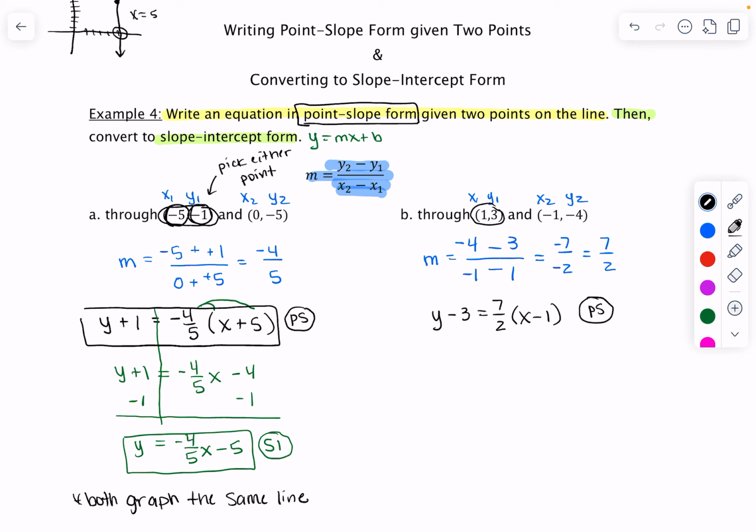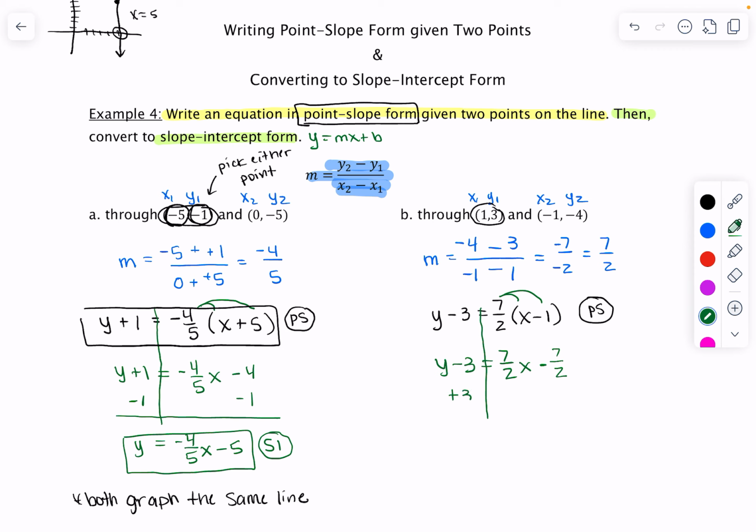Now I need to convert to slope-intercept form. So I'm going to go ahead and distribute that 7/2. Bring down that y minus 3. 7 over 2 times x is 7 over 2x. And then 7/2 times -1 gives you -7/2. And you can put that in your calculator in the future if you're not sure of that math.